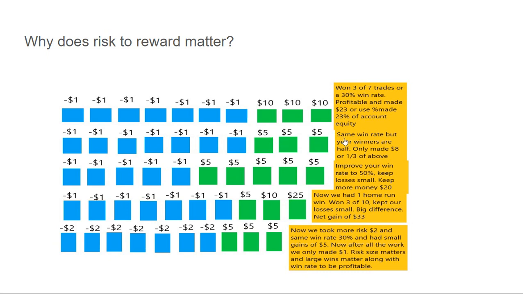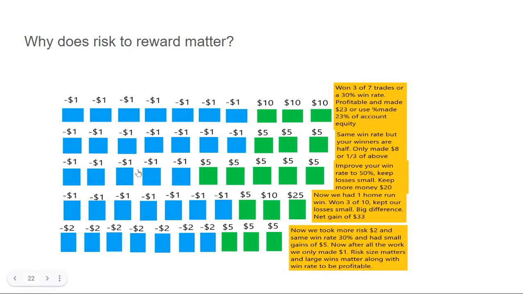But if we just do some quick math, we have the same win rate, but your winners are half. So in this example, we only made $8, or 1/3 of the profit above. So up here we made $23 with the same win rate. Here we made $8. Both are still very good, but I just want to show you the difference, how larger winners matter. Keep your losses small, okay?